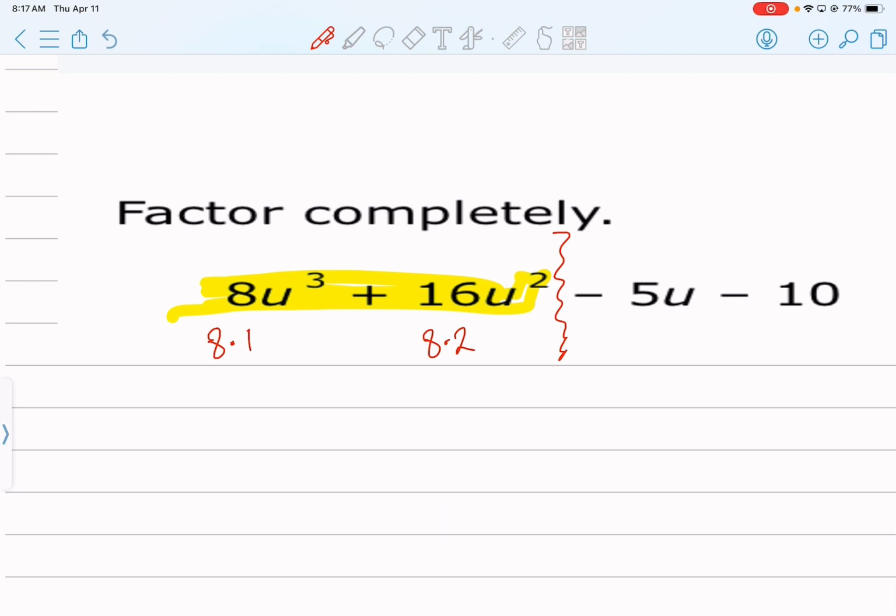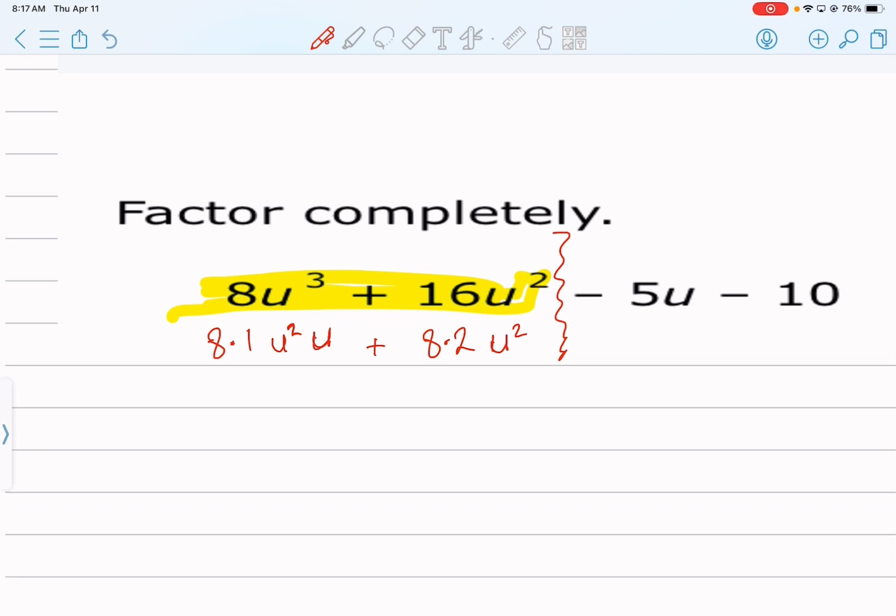Now, don't forget, both of them also have a u, right? But which one has the lowest exponent? 2. U squared. So we're gonna use that u squared to break it down. This one is u squared. But how many u do you see on the left side? 3. So how many more do I need? One more. Thank you, Davido.